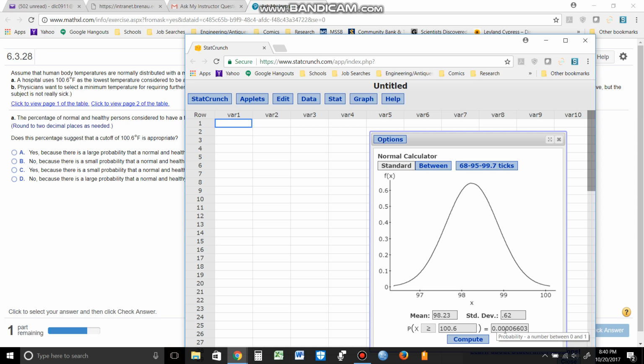0.00006. So if I move this 2 decimal places, it's going to be 0.01, because I have to move it 2 places to make it a percentage. So that's 0.006, but they want me to round to 2 decimal places. So that makes it 0.01.